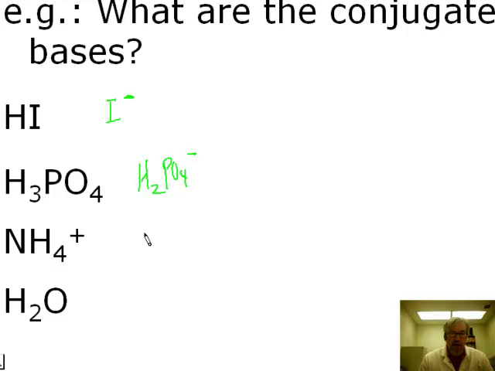NH4+, NH3, one less proton, and from plus it goes down one step to neutral. H2O, well, this is a kind of a tough one, but if you visualize H2O as HOH and take away that proton, what you're left with is OH, and of course you lose one step of charge as well, so OH- is the conjugate base.